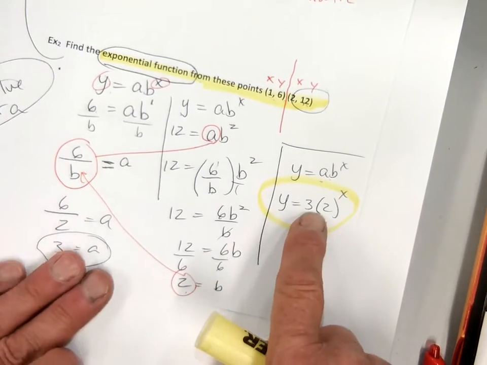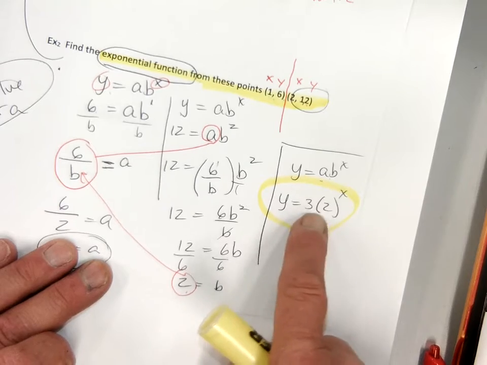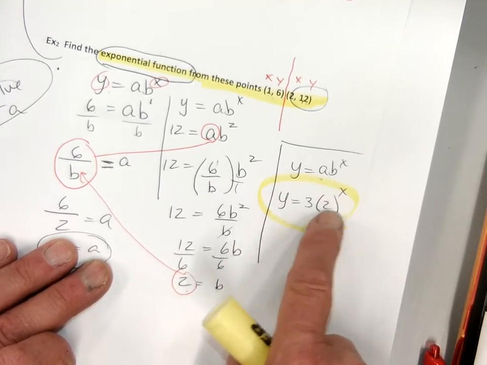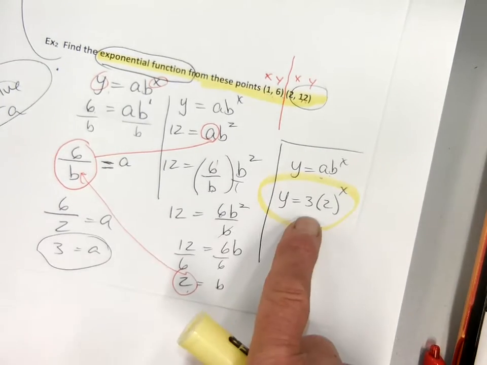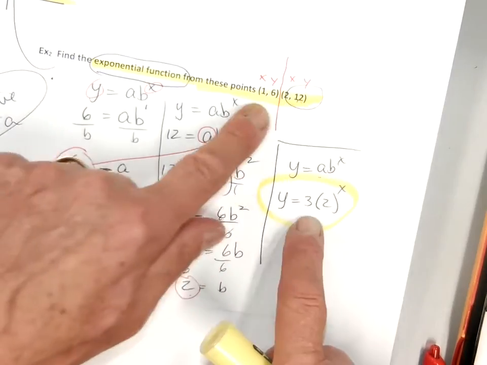Do not multiply that. That is a 2 to the x, not a 6 to the x. Okay, good. That's what I wanted. I wanted the exponential function equation that will go through those 2 points. Okay, let's turn the page.